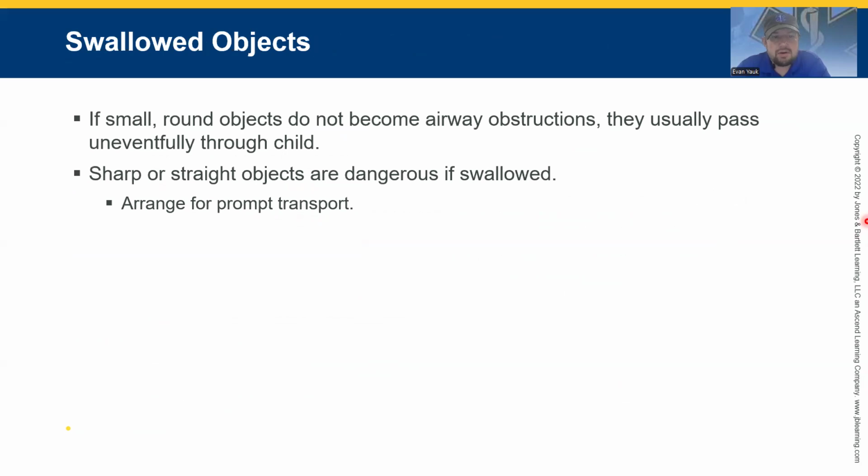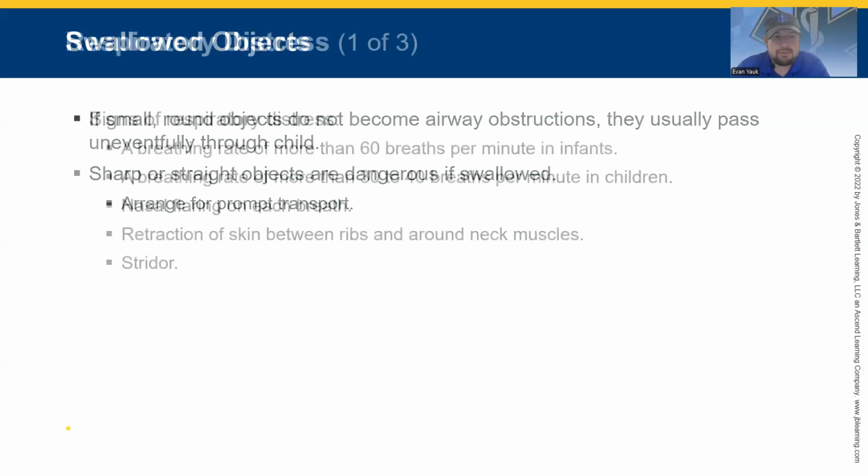Small round objects that do not become airway obstructions usually pass eventually through the child when they have a bowel movement. Sharp or straight objects are dangerous if swallowed. Arrange for prompt transport. These can cut, these can get lodged, these can puncture, cause all kinds of problems.